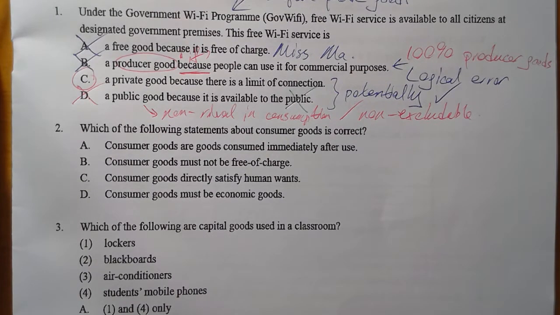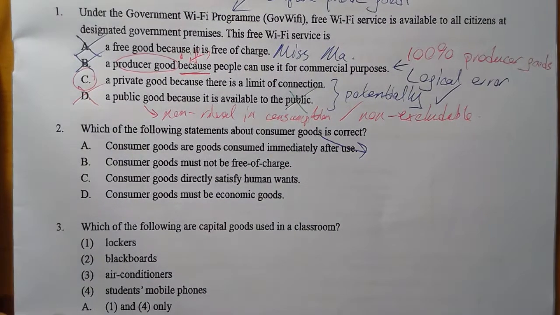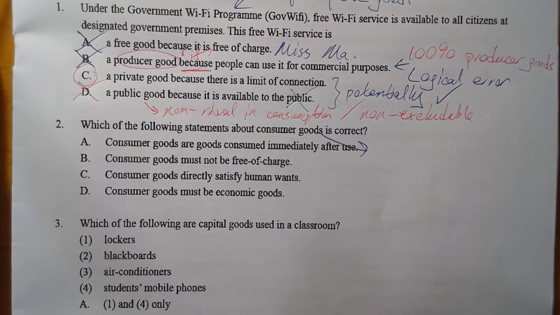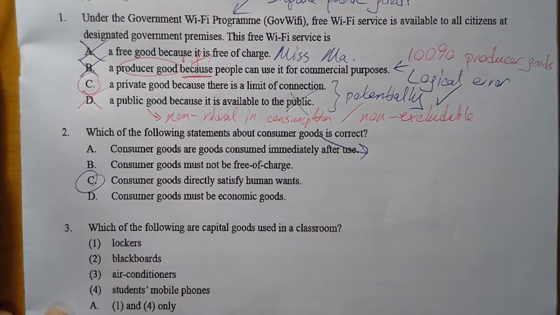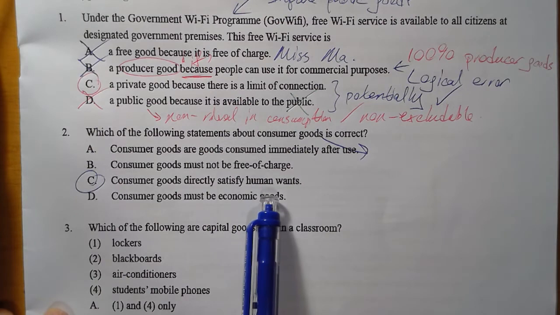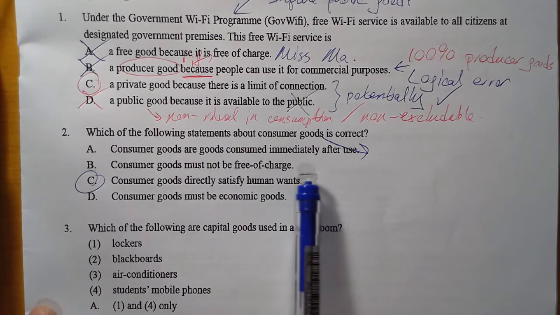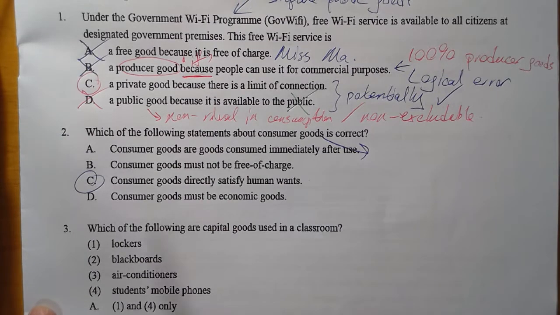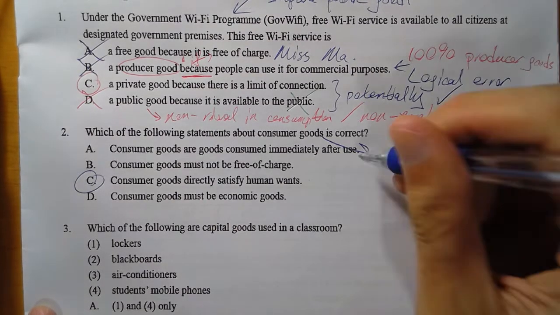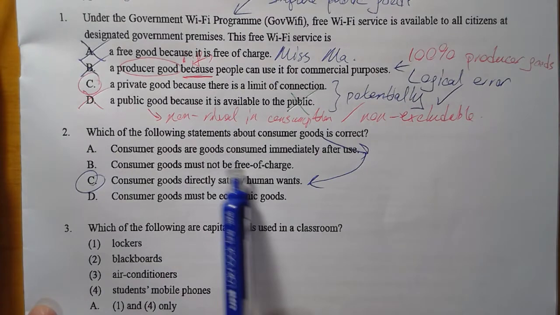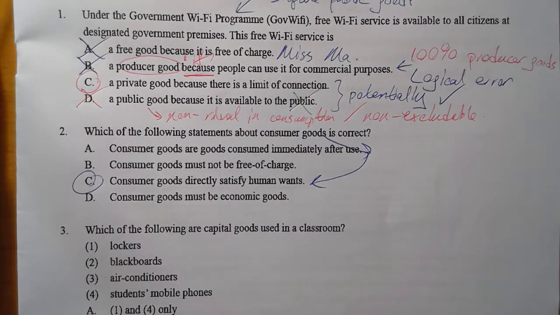Which of the following statements about consumer goods is correct? Let's look at consumer goods, okay? Now, remember, consumer goods, there is only one definition, actually, C. Consumer goods directly satisfy human wants. Now, A, goods consumed immediately after use, irrelevant, okay, irrelevant. Now, for B, must not be free of charge. Maybe not, all right?